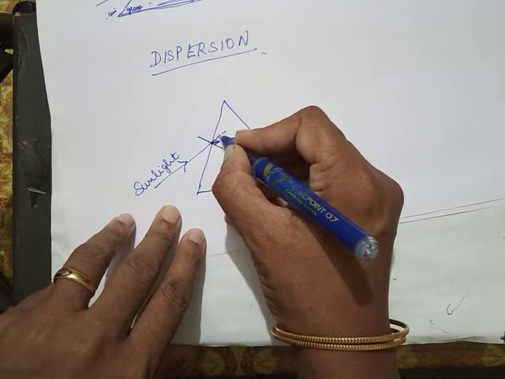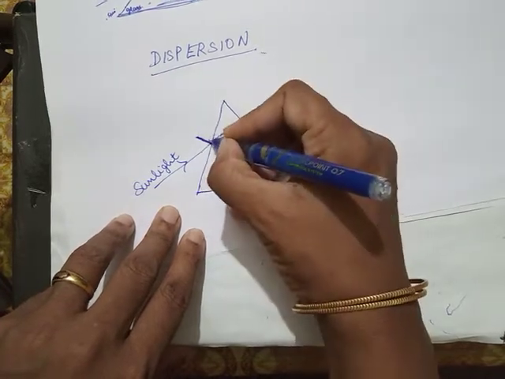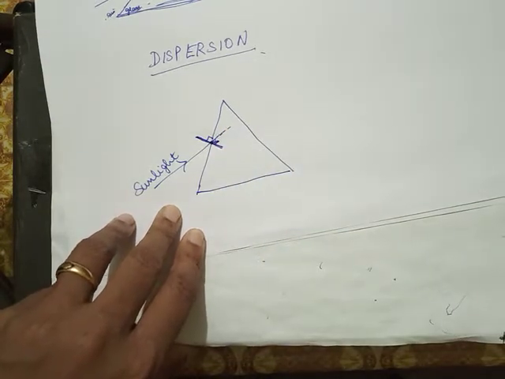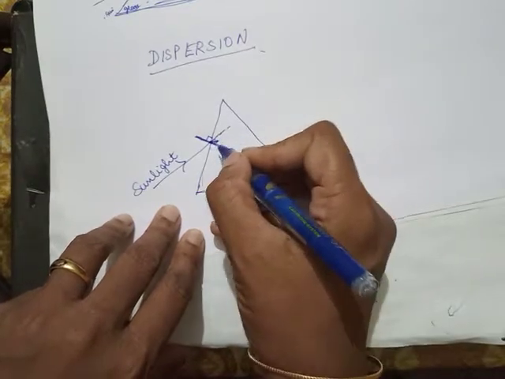So what you have to draw between this line is called the normal. Normal means a line at this point which makes 90 degrees. You need not use a D, but roughly you can make it like this.